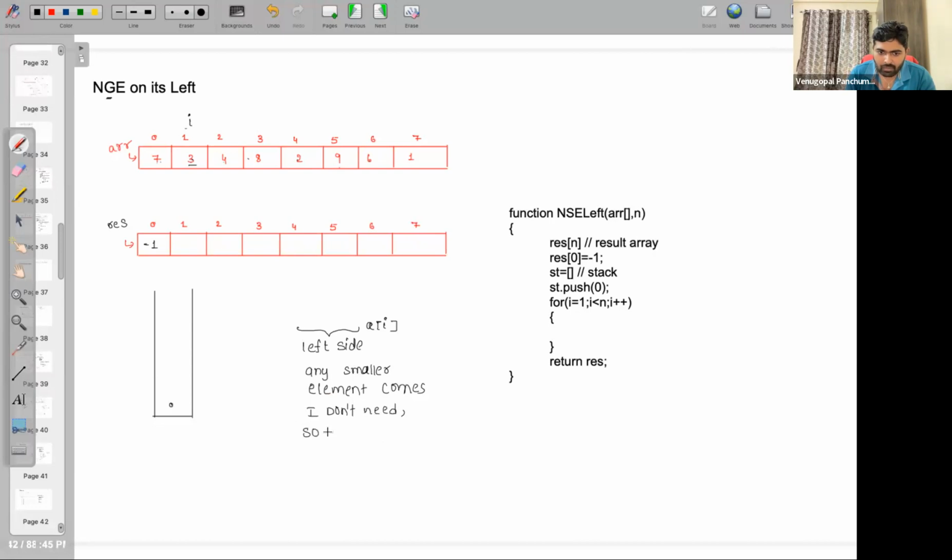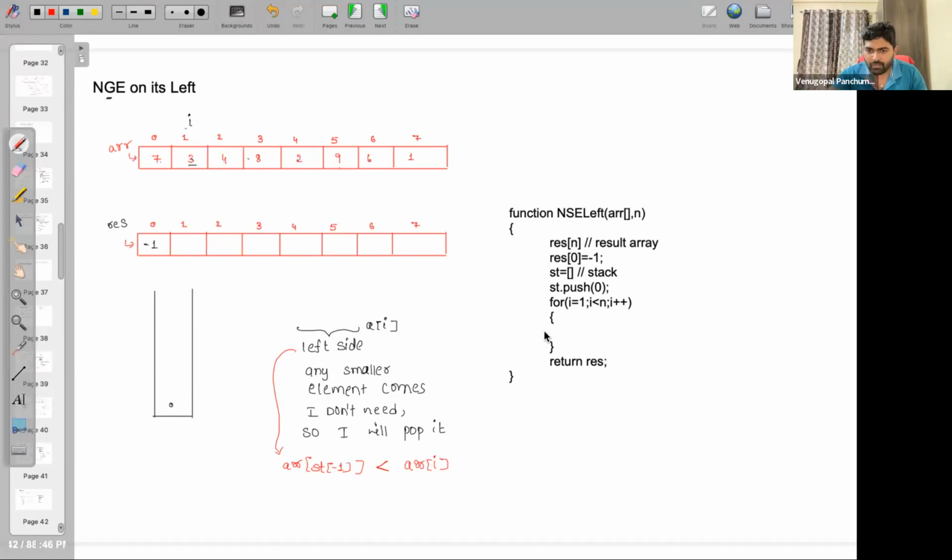So I will pop it. Okay. Where will you find the smaller? Where will you find its right side element? In the stack, right? Stack में मिलेगा ना हमको. So st of -1, ARR, whatever the element present on its left side will be available in the stack. If that is small, which means less than compared to array of I, I don't require. So I will delete it from the stack.